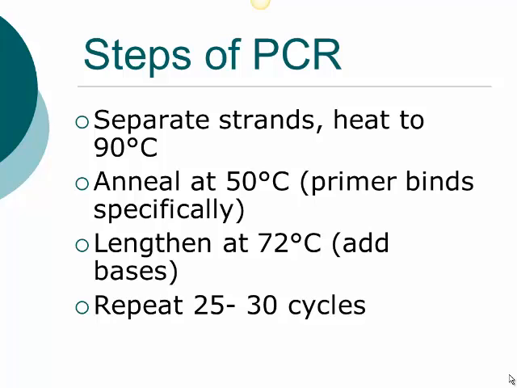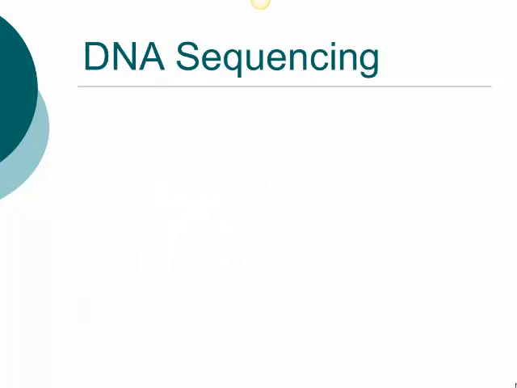PCR is super important because if you think about finding an eyelash and they can figure out whose eyelash it was, there's not enough DNA in that eyelash. You actually need to make lots of copies of it so that you can analyze it. So PCR has revolutionized our understanding of the world, truly.